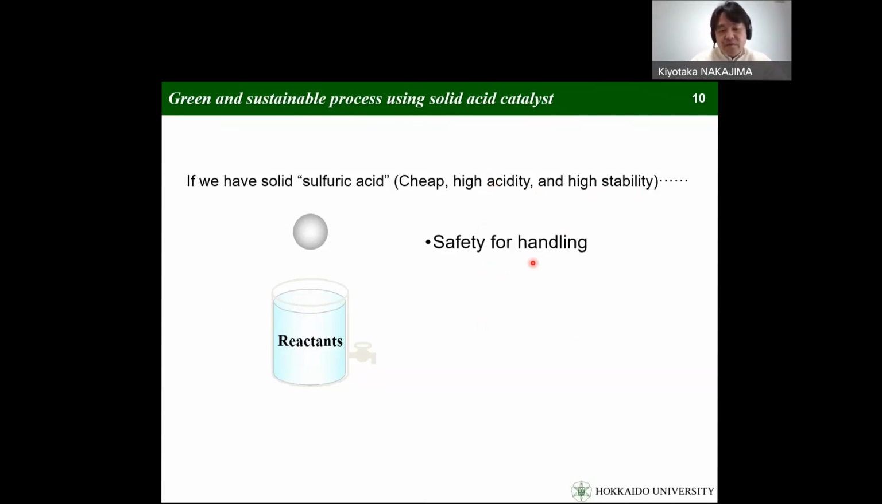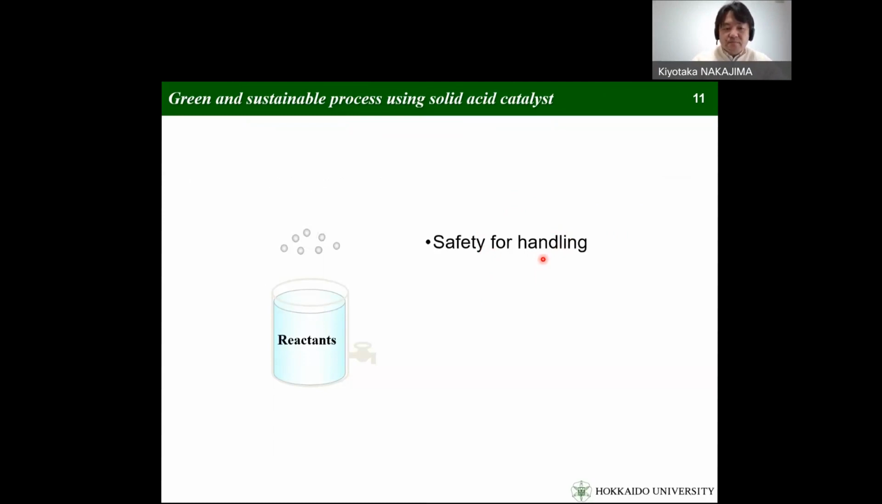for handling. For example, if we have niobic acid on my hand, nothing happens. But if we add sulfuric acid on my hand, it is injured. My hand is injured. So safety for handling is a very important factor for sustainable chemical production.